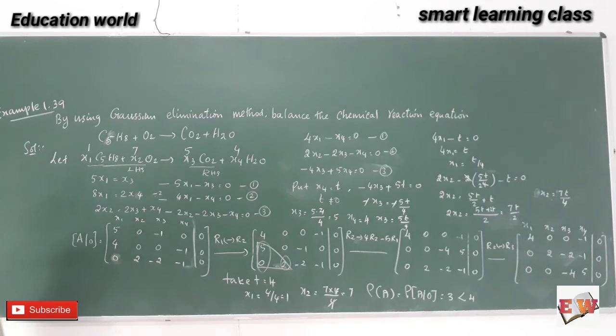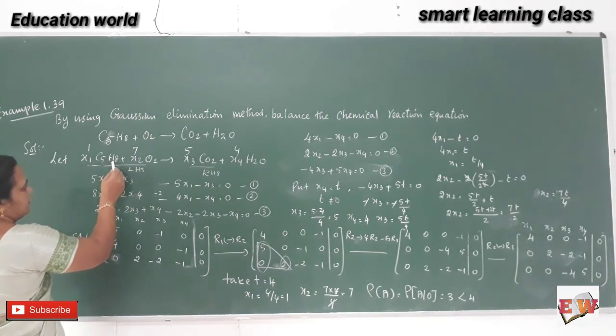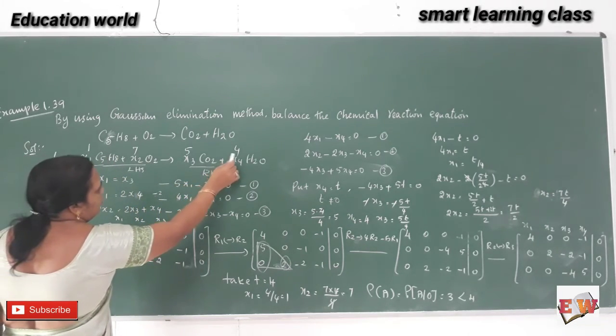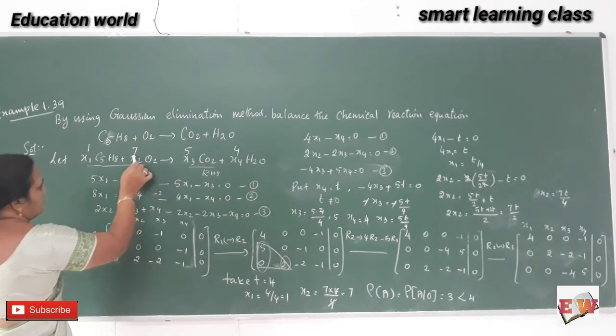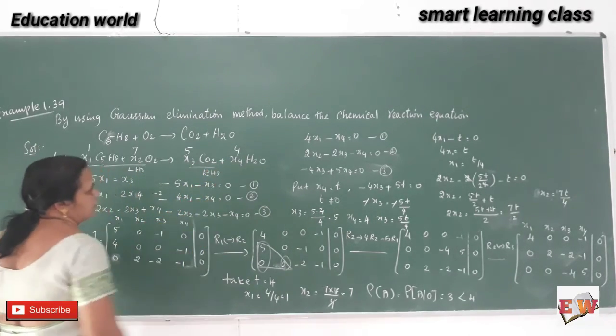Now let us see the balance. Carbon is 5. Here see, 5 carbon is there. Hydrogen 8: 8 into 1 is 8. Here 4 into 2 is 8. Oxygen 14. Here 10 plus 4 is 14.